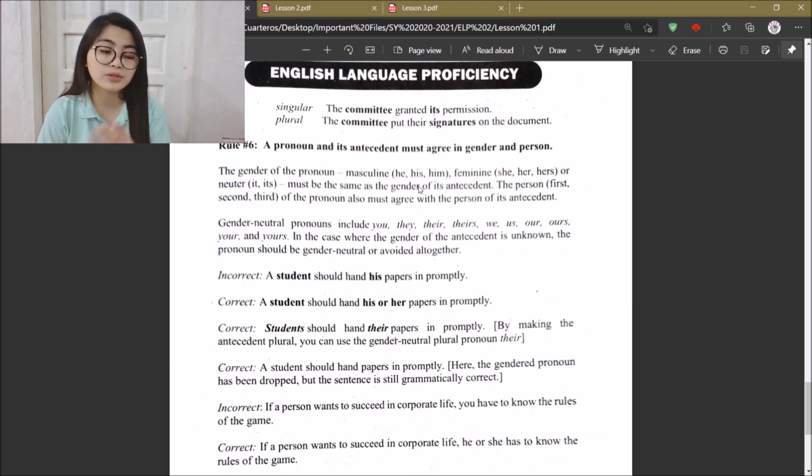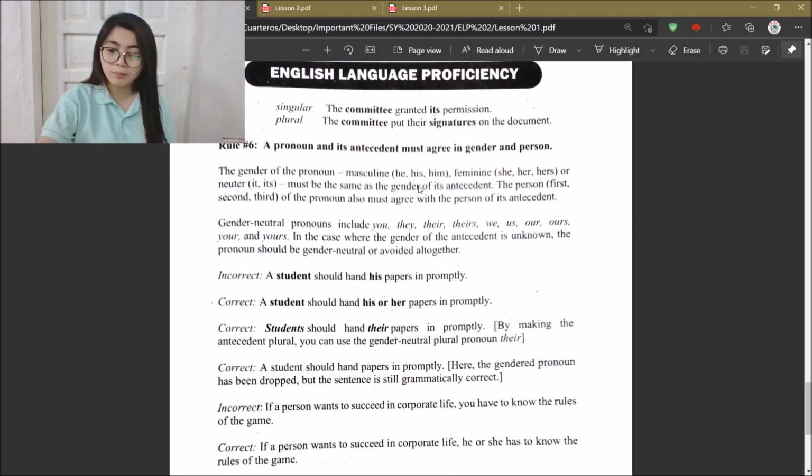So, our staff should have their personal reports submitted before then. So, I hope it's clear.